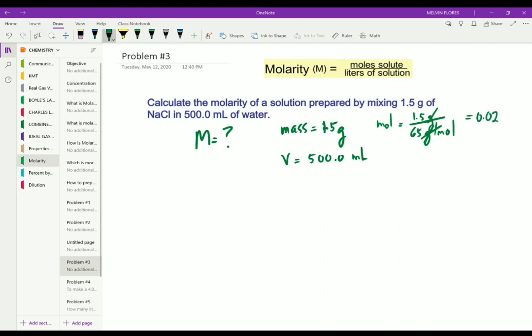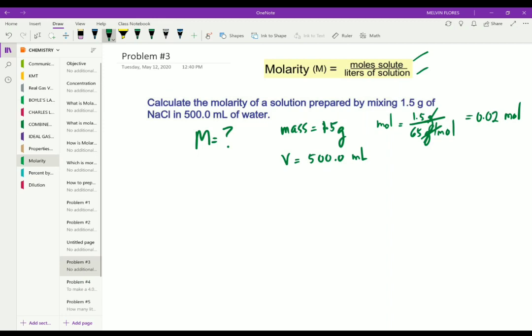Okay, 0.02 mole. And of course, the volume also. Now we have the mole of solute. We just need the liter of solution. So we need the liter of solution. How many liters of solution are there?